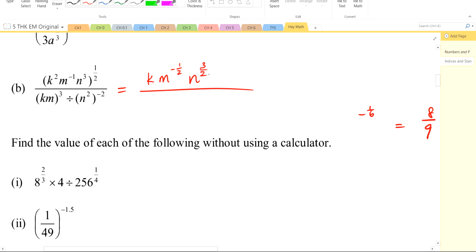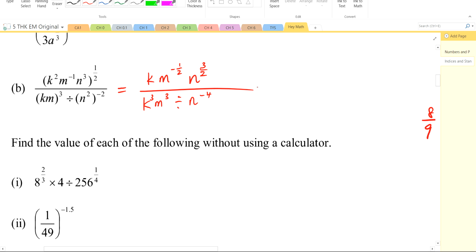Okay, now, denominator. Km cube, nothing to change. Oh, but I can expand it out actually. K cube, m cube. Now, divided by n square power negative 2. A few options you can do. Let's leave it as divide. Now, n square power negative 2. How much is that? So, n power negative 4. Alright?